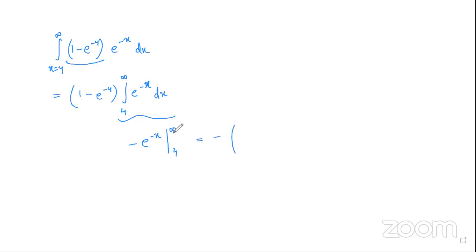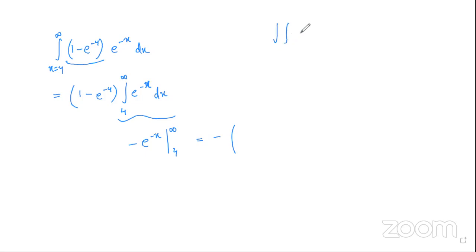Ma'am, here it will be plus, not minus. It will be plus times e to the power minus x. Why should it be plus? Because in the previous answer, it was minus times e to the power minus x times 1 minus e to the power minus 4. Okay, let me do the complete one.